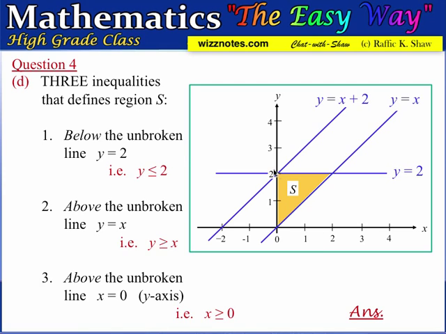The shaded region S, bounded by these three unbroken lines, satisfies these three inequalities. The shaded region S is such that y is less than or equal to 2 because the shaded region is below the unbroken line y equals 2. The shaded region S will also be such that y is greater than or equal to x because it is above the line y equals x and the line is unbroken. And the shaded region S is also such that x is greater than or equal to 0 because the shaded region S is to the right of the y-axis where x values are greater than 0, and at points on the y-axis x will be equal to 0. And so the region together with the y-axis line, x will be greater than or equal to 0. So that's the answer for part D of this question.